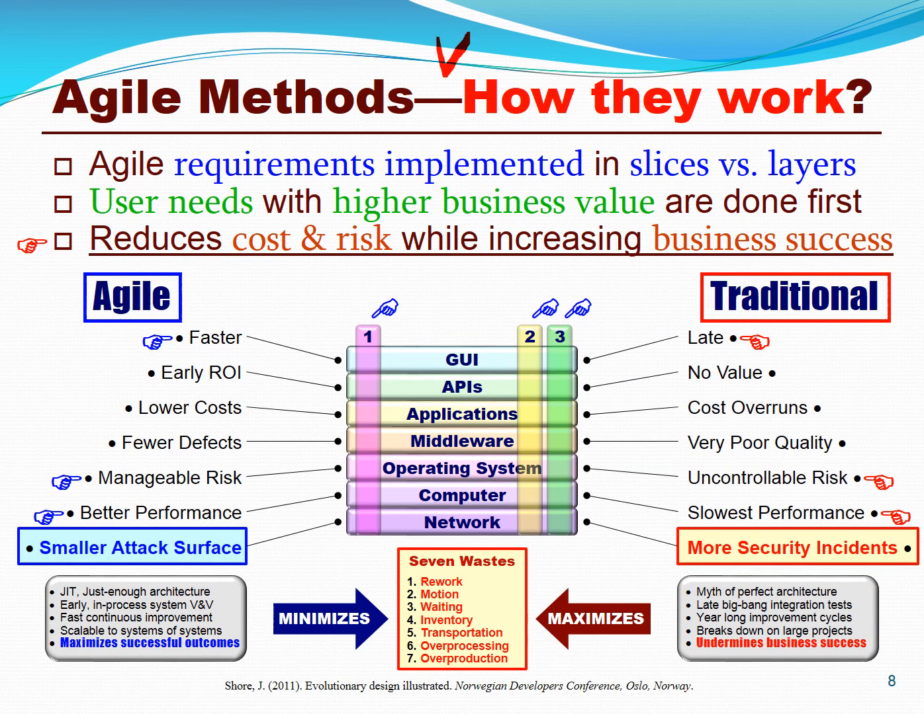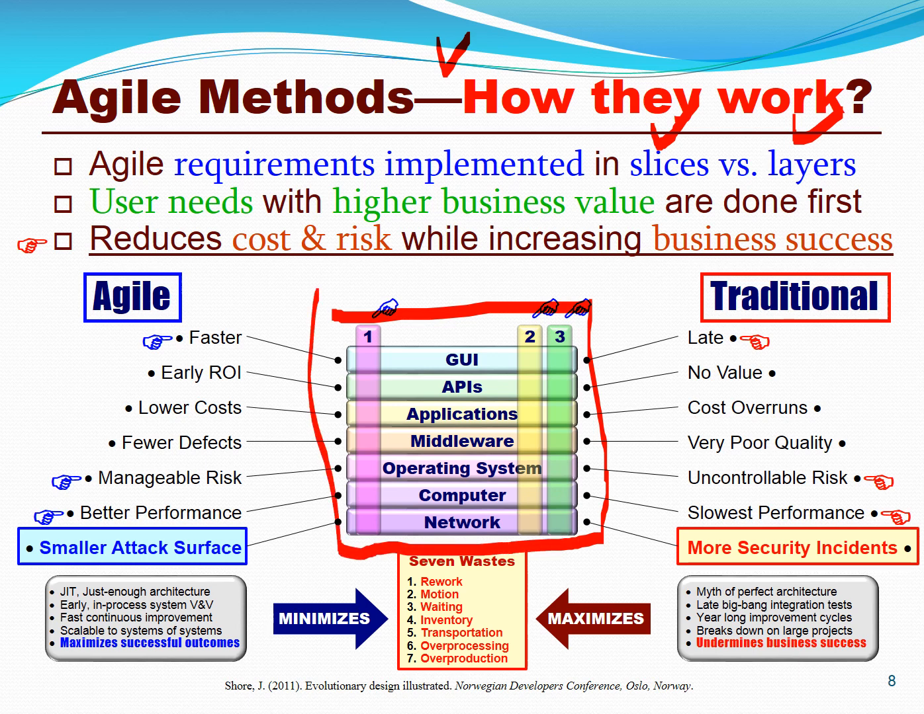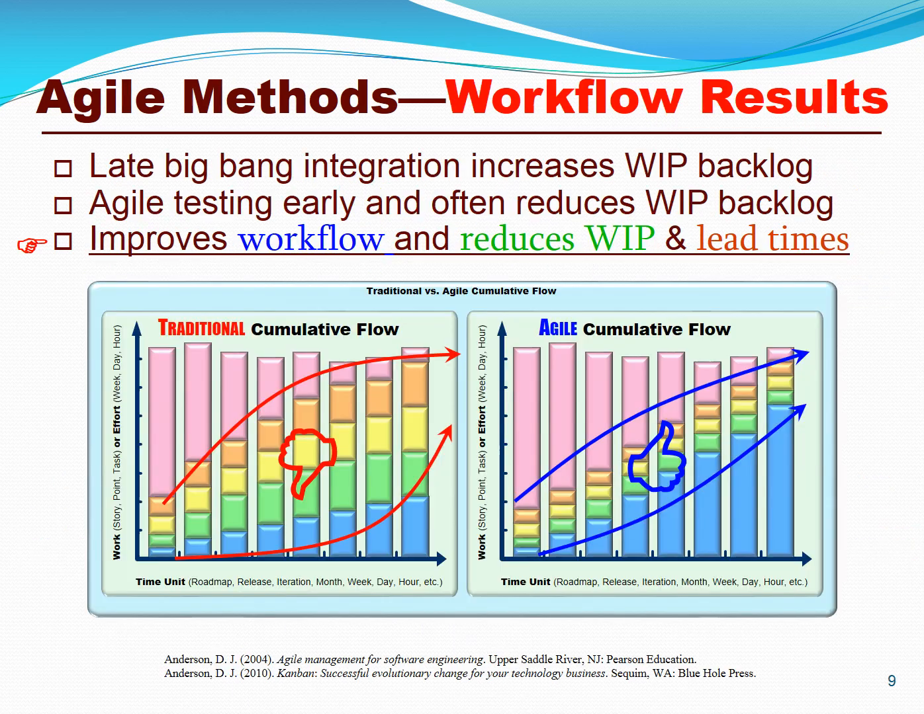So how exactly do Agile methods work? Well, they really focus on implementing requirements in slices versus layers, rather than using the traditional toaster model of an overscope project. What we do is we focus on functional slices. And when you focus on high value adding MVPs like this, the projects are obviously faster. You have earlier business value, lower cost, fewer defects, manageable risk, better system performance, and better security.